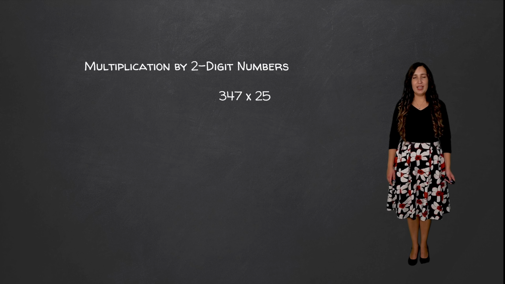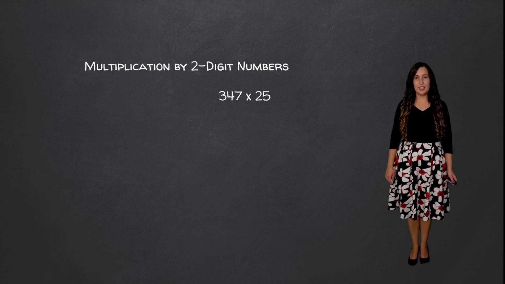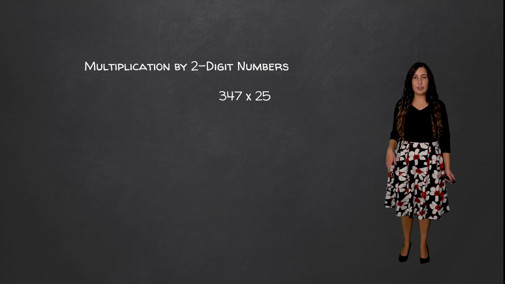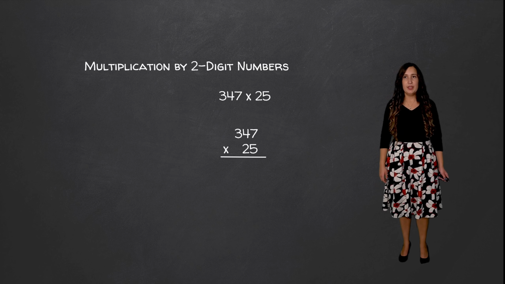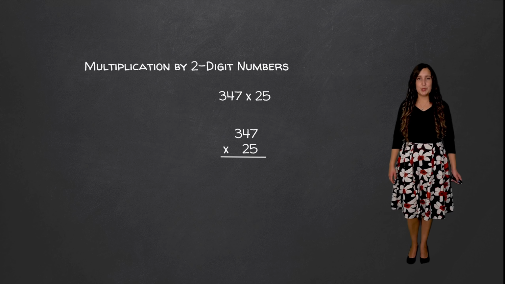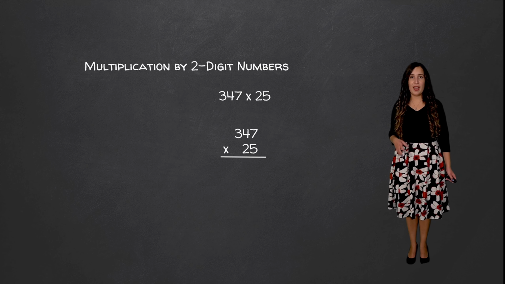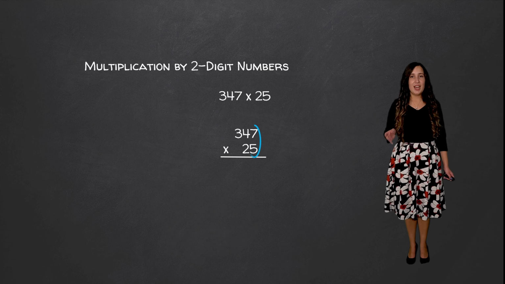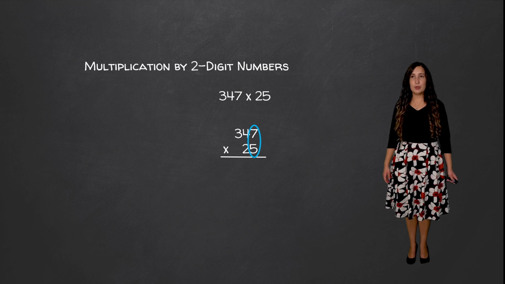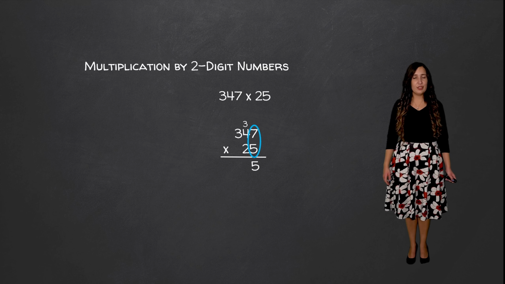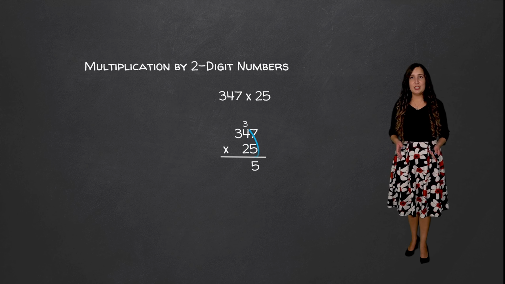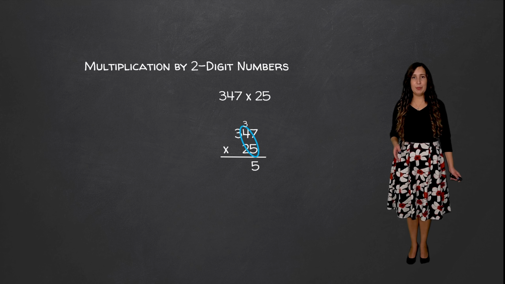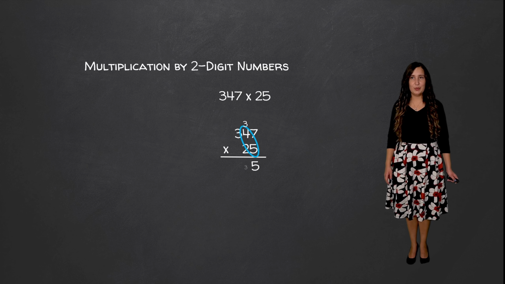Here we have 347 times 25, all right? So again, when we set this up vertically, make sure the number with the most digits is on top to make it a little easier. So 347 times 25. We're going to take the 5 in 25 and multiply it by every value, and then the 2. So 5 times 7 is 35. We're going to bring down the 5 and carry over the 3 because 35 does not fit in the ones place value. Then we're going to do 5 times 4, which is 20, but we have to add that 3, giving us a value of 23.